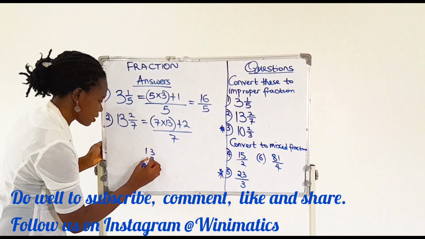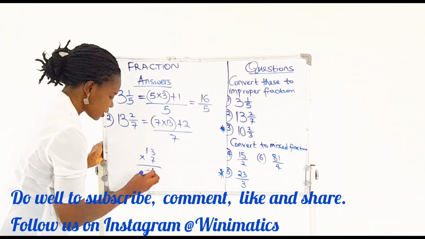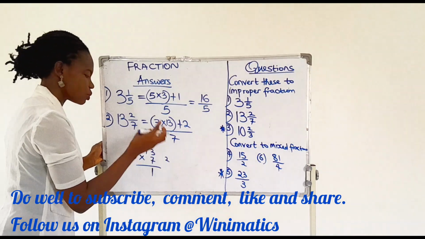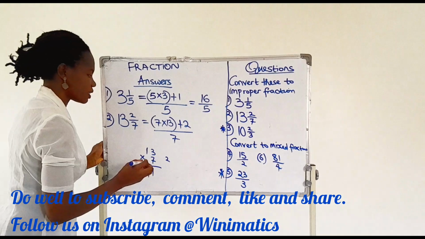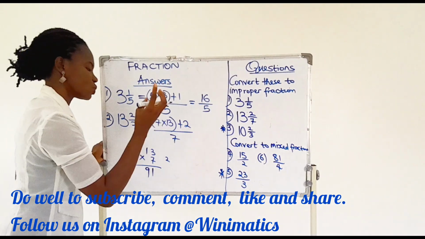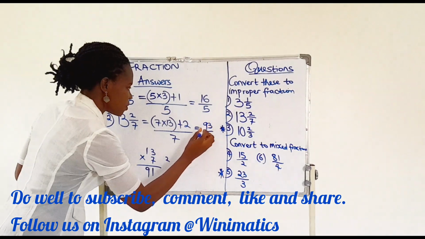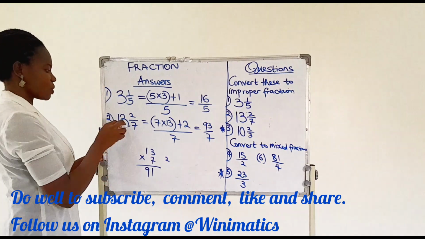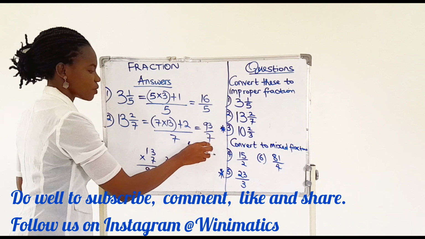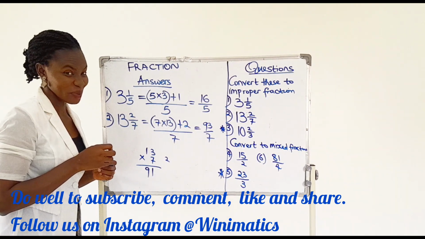Let's do it here. 7 times 3 is 21. So I'll write 1, carry my 2. 7 times 1 is 7, plus 2, 8, 9. I have 9, 91. So this is 91. 91 plus 2, 92, 93. So I have 93/7. So meaning that 13 whole number 2/7 is the same thing as 93/7. Is that clear? It's very simple, right?